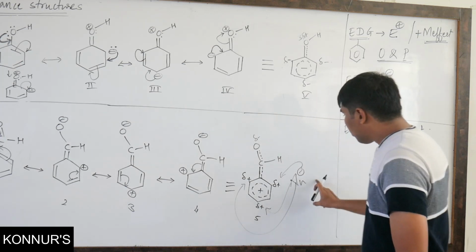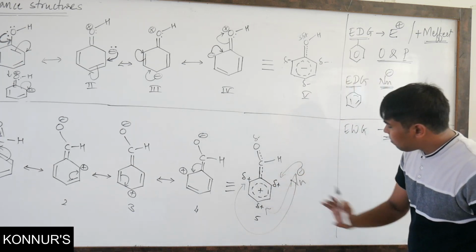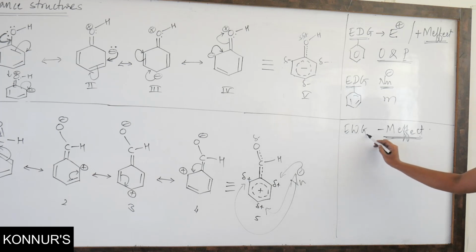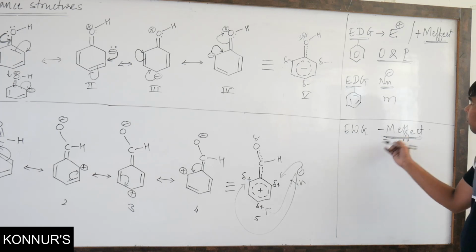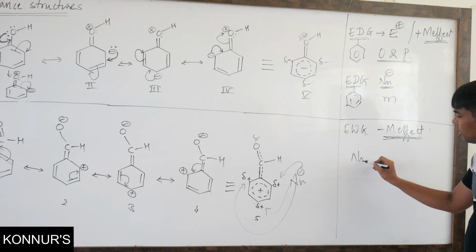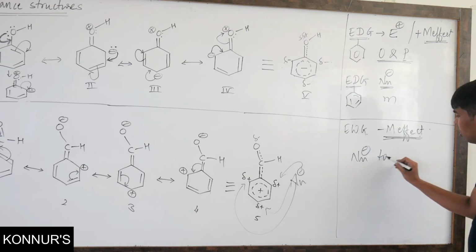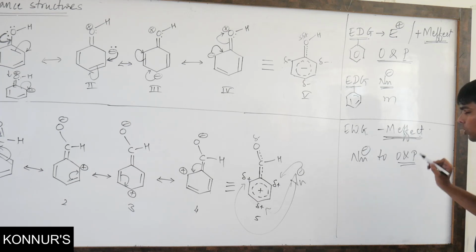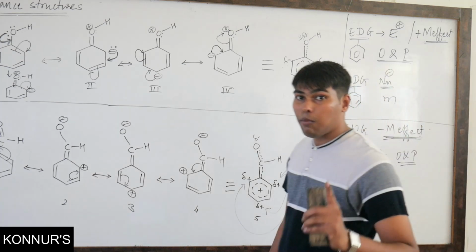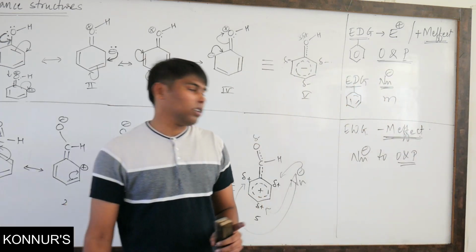Now, here the nucleophile will go to ortho and para position. So the electron withdrawing effect, that is the minus M effect, will direct the nucleophile to ortho and para position. So that nucleophilic substitution will end up with ortho and para products.